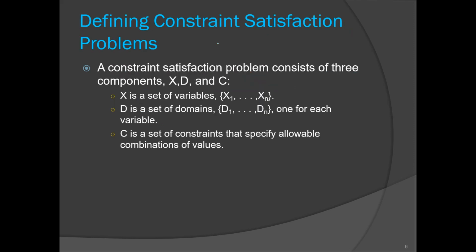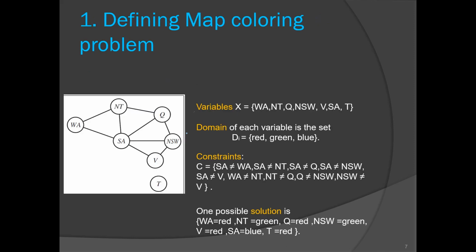And we have seen how to define a CSP problem, right? We use these three components to represent a CSP problem, where X is a set of variables. If you have n variables, it will be a set X1 to Xn. Each variable will have a corresponding domain. A domain represents a set of possible values, and C is a set of constraints. And we have seen three example problems.